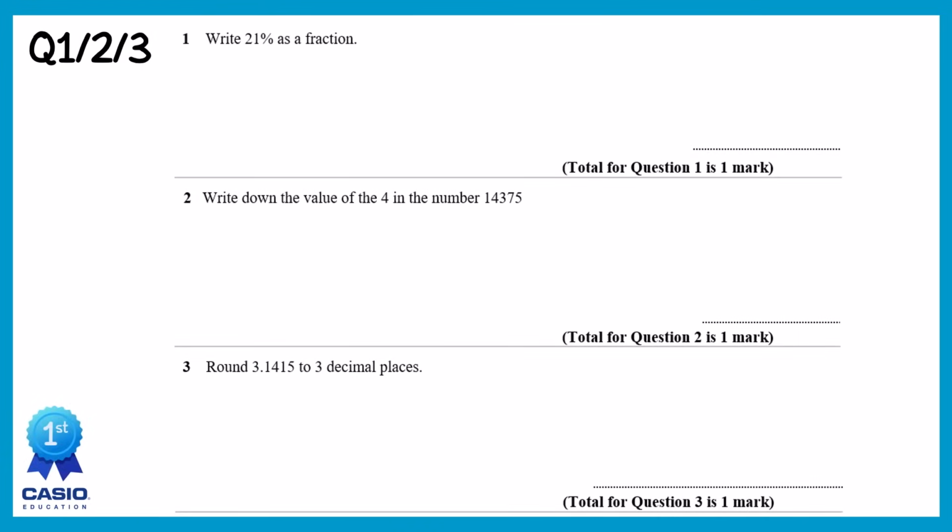In this first question, we need to write 21% as a fraction. To write any percentage as a fraction, you just write it over 100. So we'll take the 21%, 21, and write it over 100.